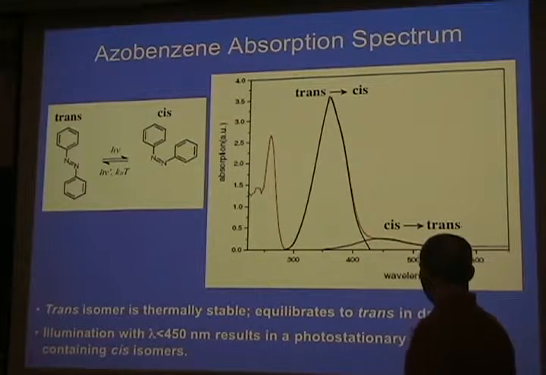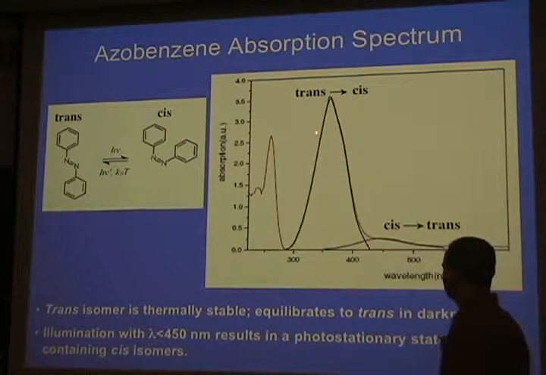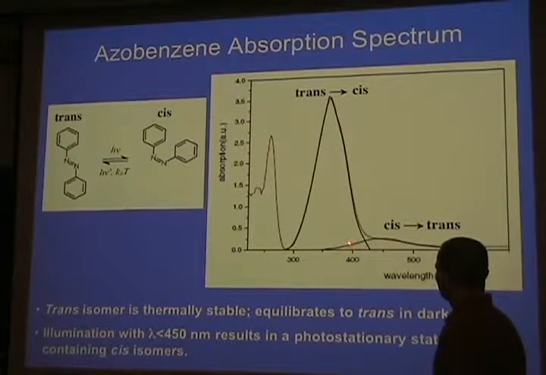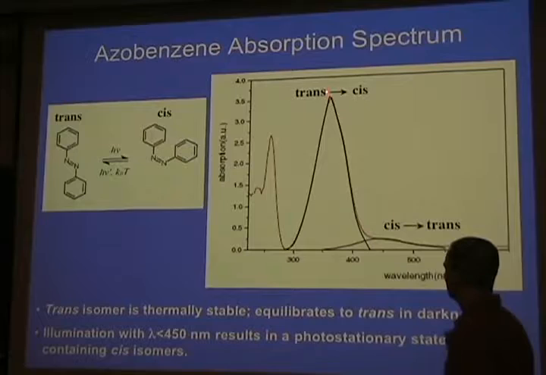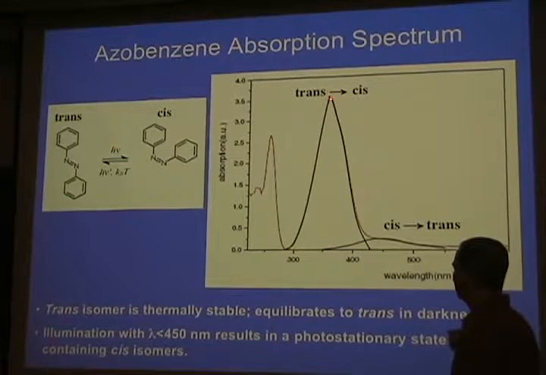Just to show you how that happens, this is a standard kind of azobenzene absorption spectrum. This is the absorption band of the trans isomer. So if we illuminate in this 300 to 400 range, we'll trigger a lot of the trans to cis isomerizations. But if we illuminate at say 450, we convert cis back to trans, and of course thermally, slowly cis relaxes back to trans anyway.